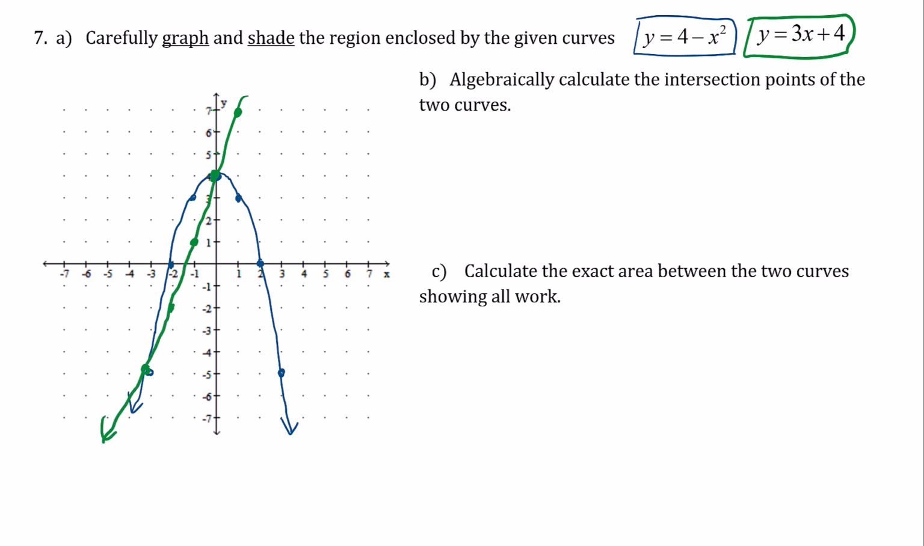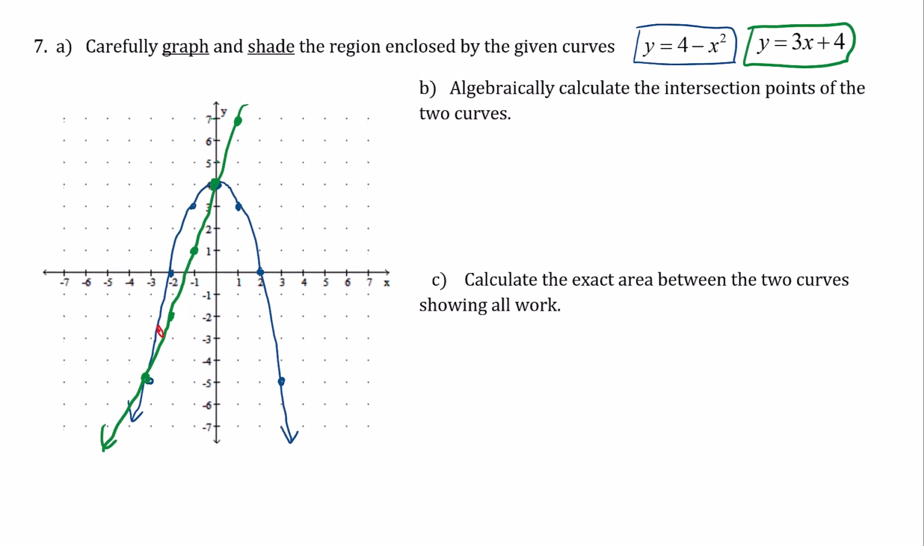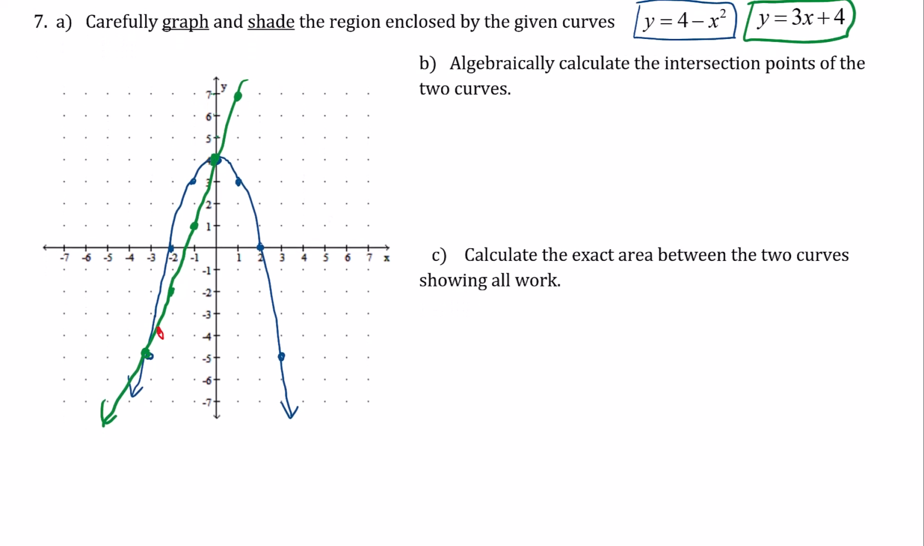And so our area between the curves is this region right here. Now let's go ahead and algebraically calculate the intersection points. Looks like we've got them, but let's confirm that. So we want to figure out where the two equations equal each other. So I'm going to put those equal to each other.